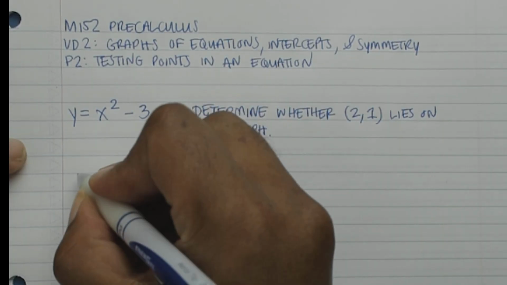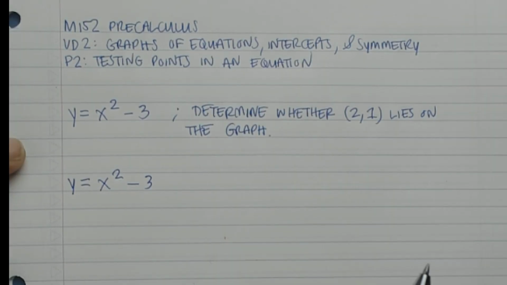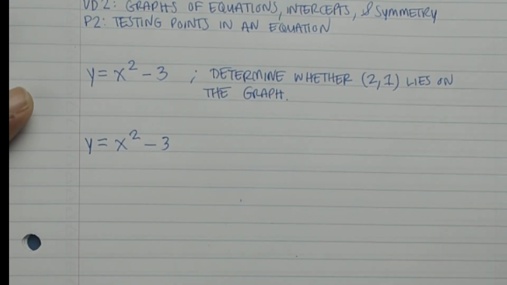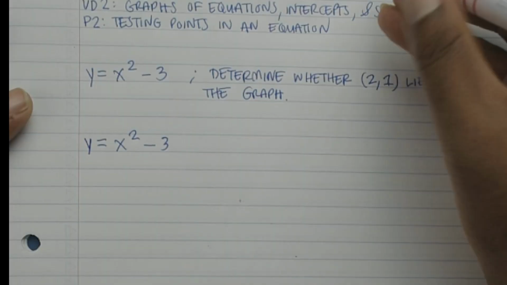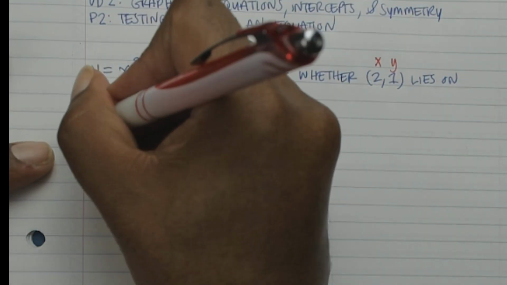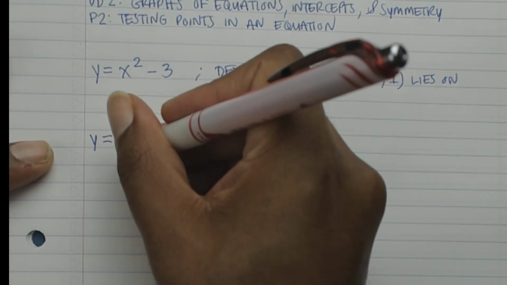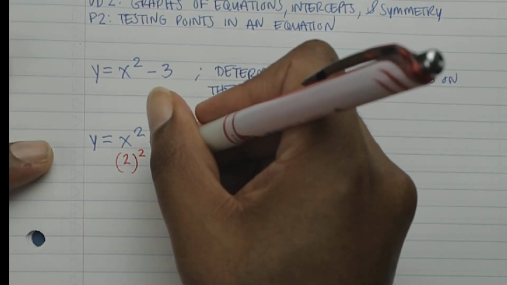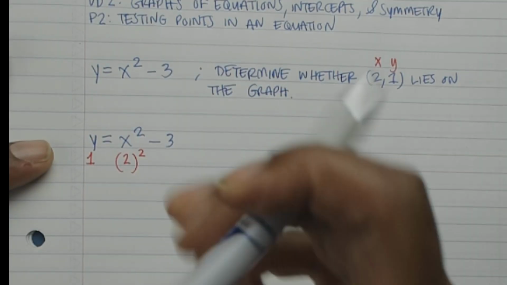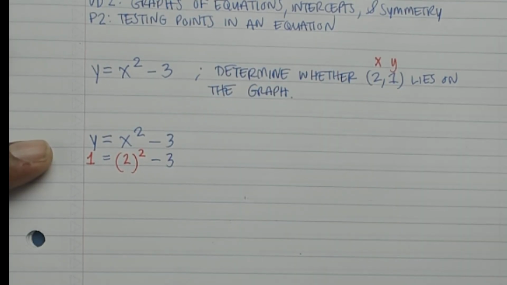equation. So for example, if the equation is y equals x squared minus 3, we're going to substitute these values into this equation. So again, we have our x coordinate and our y coordinate, and we're going to substitute those into here. Okay. So the x is 2. So this gives us 2 squared, and the y is 1. Okay, so we have 1 equals 2 squared minus 3.